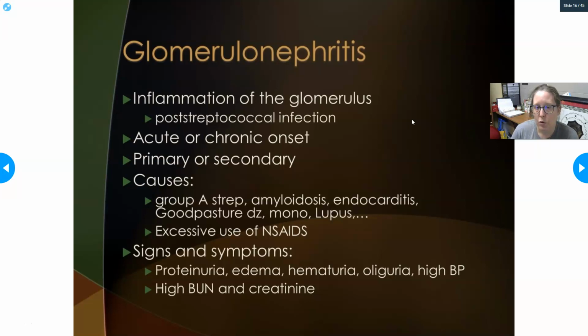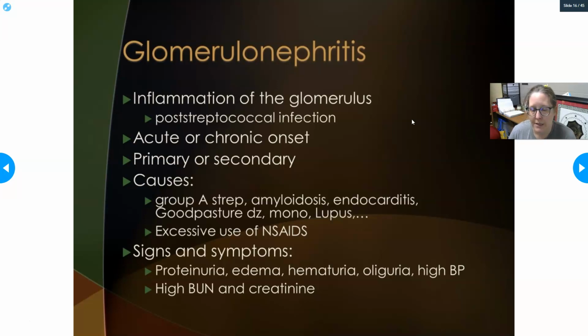They can be an acute or chronic onset of glomerulonephritis, and it can be primary or secondary. Primary means the primary cause is this inflammation. Secondary means something else happens that causes glomerulonephritis to develop. For example, a secondary cause would be group A strep. So causes of glomerulonephritis are group A strep, amyloidosis, endocarditis, Goodpasture disease, mono, lupus, etc.